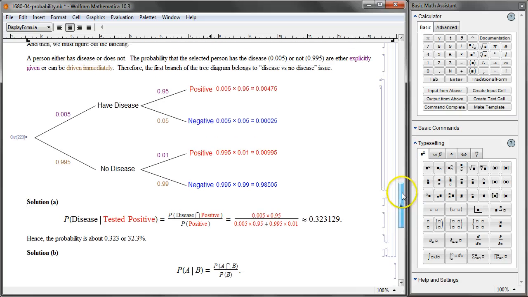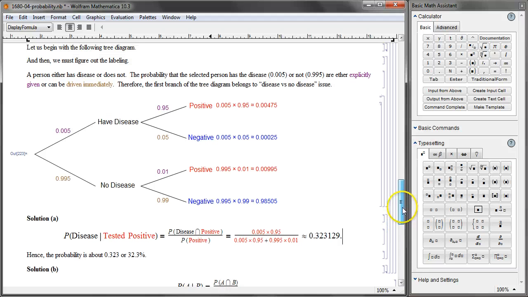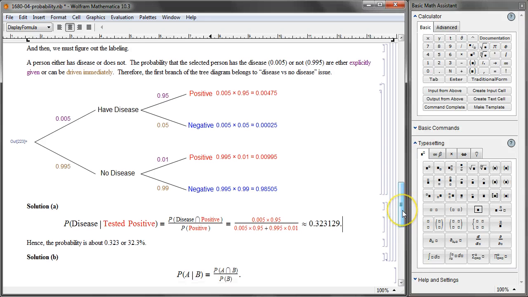Okay. The condition goes downstairs, the intersection goes upstairs. Okay? All right? Like this. Condition goes downstairs, tested positive goes downstairs, and the intersection goes upstairs. I did appropriate color coding as well here in this solution. Have disease and tested positive, red. No disease and tested positive, red. Adding those up, you're going to get the probability of being tested positive either way.